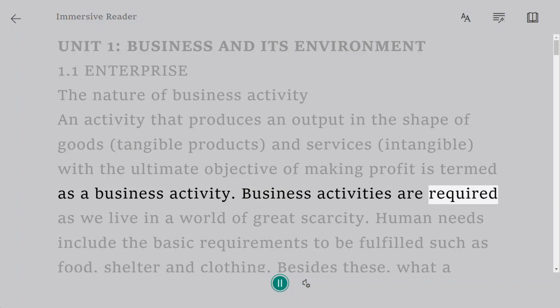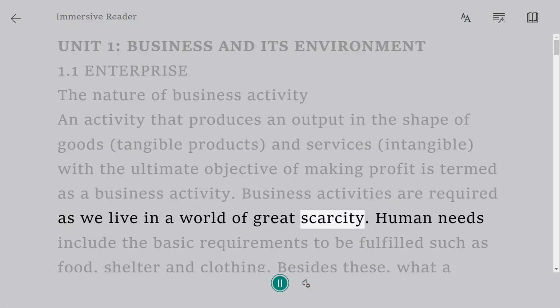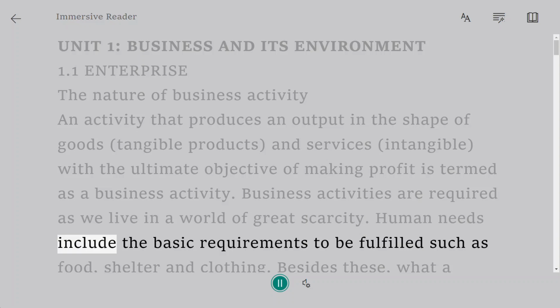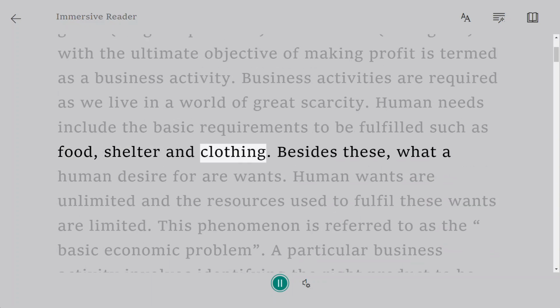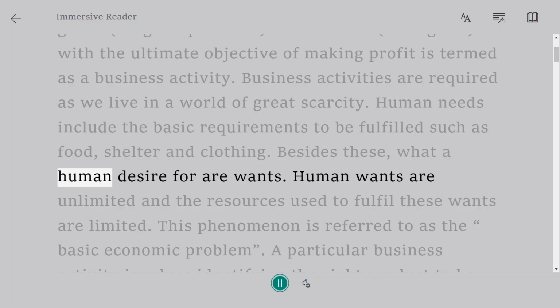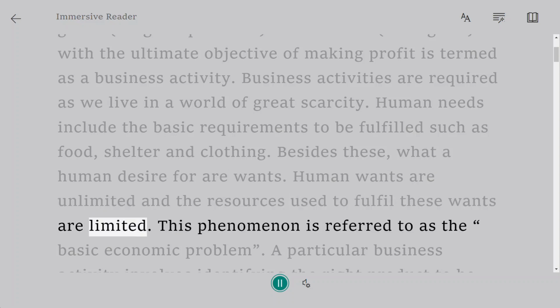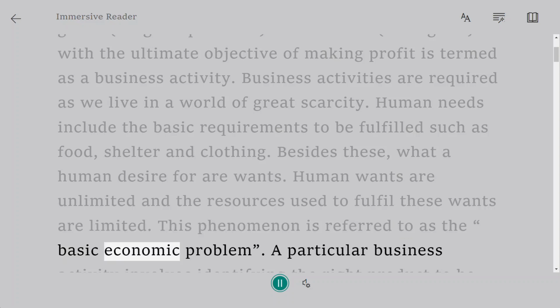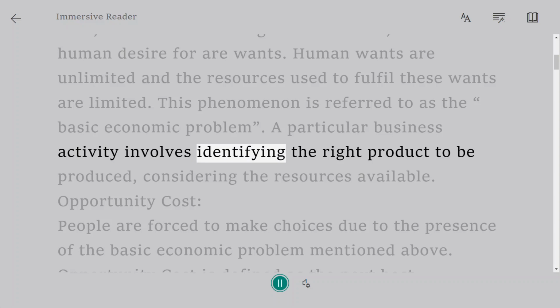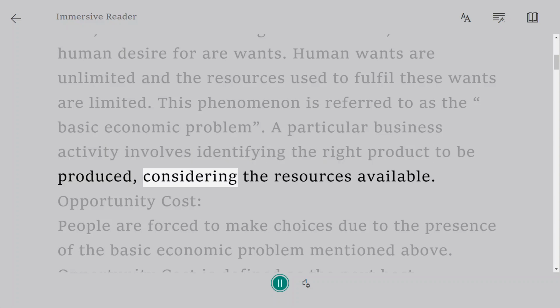Business activities are required as we live in a world of great scarcity. Human needs include the basic requirements to be fulfilled such as food, shelter, and clothing. Besides these, humans desire our wants. Human wants are unlimited and the resources used to fulfill these wants are limited. This phenomenon is referred to as the basic economic problem. A particular business activity involves identifying the right product to be produced, considering the resources available.